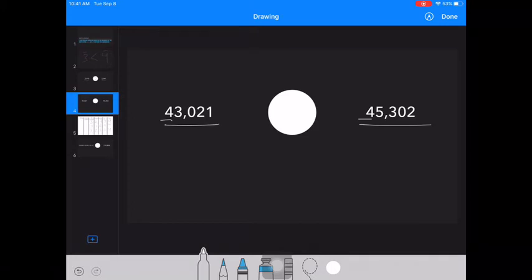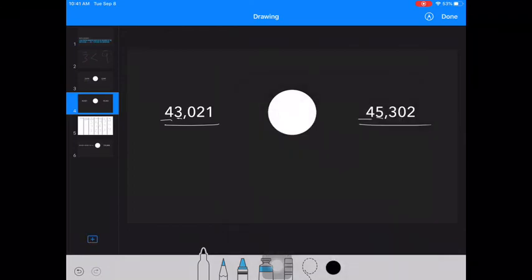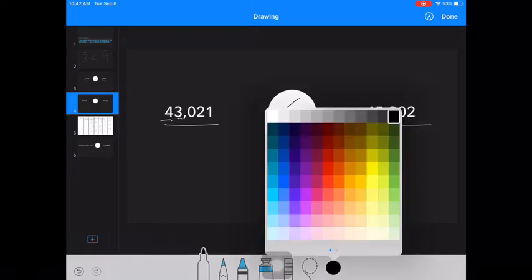Are those equal? No, those are not equal. Because if I look at the thousands spot right next to it, I've got a 3 there and a 5 there. What is the greater number, 3 or 5? Well, hopefully as you're following along, you said 5, because 5 is more than 3. So because of that, 45,302 is greater than 43,021.